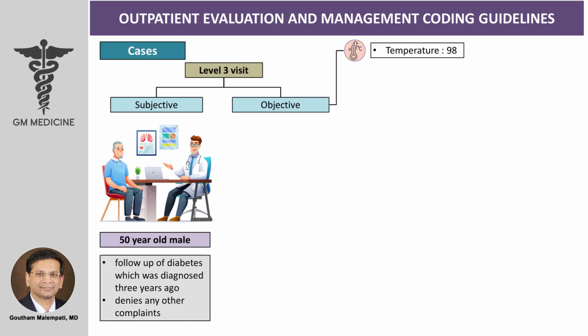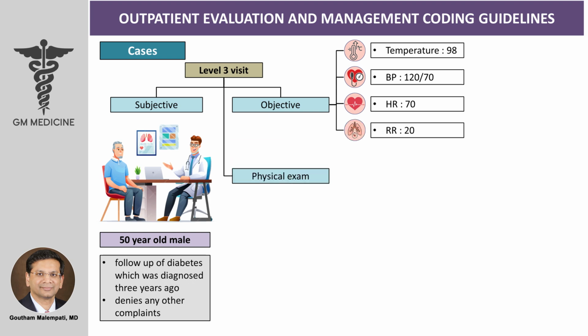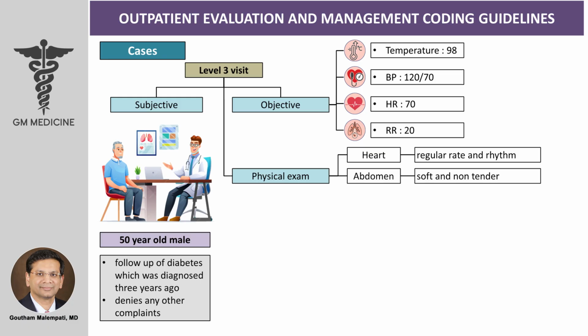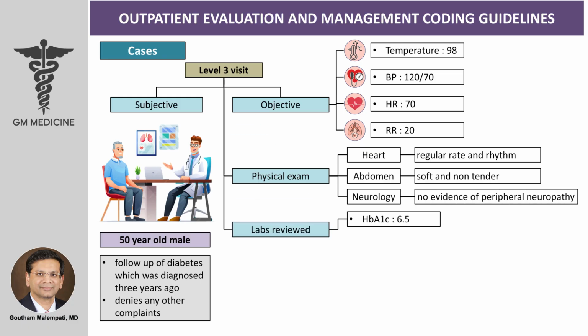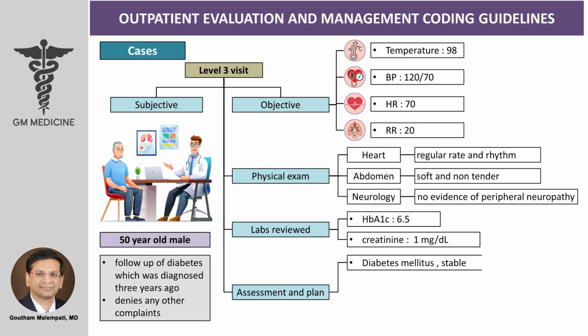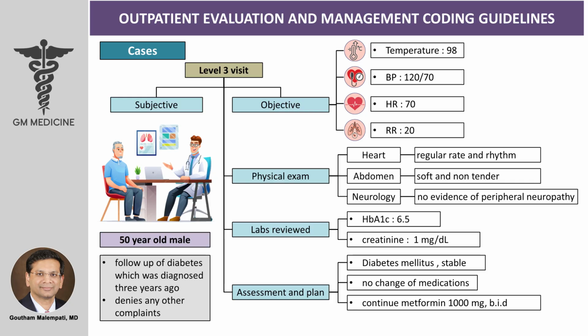Objective: vitals, temperature 98, blood pressure 120/70, heart rate of 70, respiratory rate of 20. Physical exam: heart, regular rate and rhythm; abdomen soft and non-tender; neurology, no evidence of peripheral neuropathy. Labs reviewed: hemoglobin A1C is 6.5, serum creatinine is 1 mg per deciliter. Assessment and plan: diabetes mellitus, stable. No change of medications, continue metformin 1000 mg twice daily. Emphasized dietary recommendation with the patient.